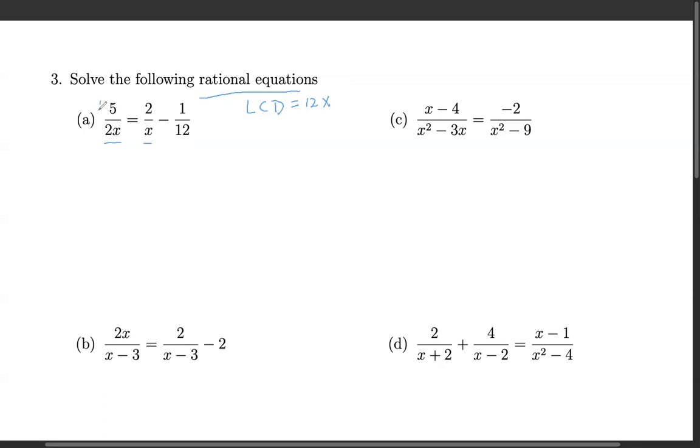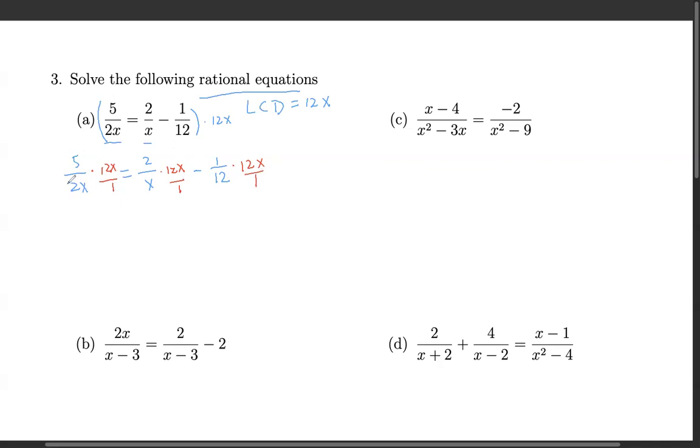Then once we figure that out, we just multiply every term by 12x. So let me just write 5 over 2x. We're going to multiply by, let me leave space, equals 2 over x. We're going to multiply by, let me change my color. For each term, because I have an equation, I can perform any operation simultaneously. So I multiply 12x with this term, I multiply 12x with this term, and I multiply 12x with this term. But this is as a numerator.